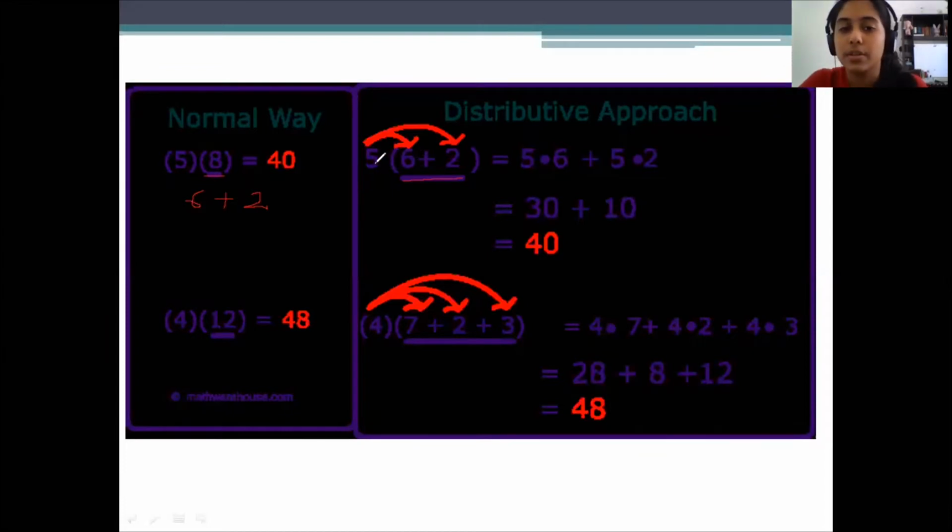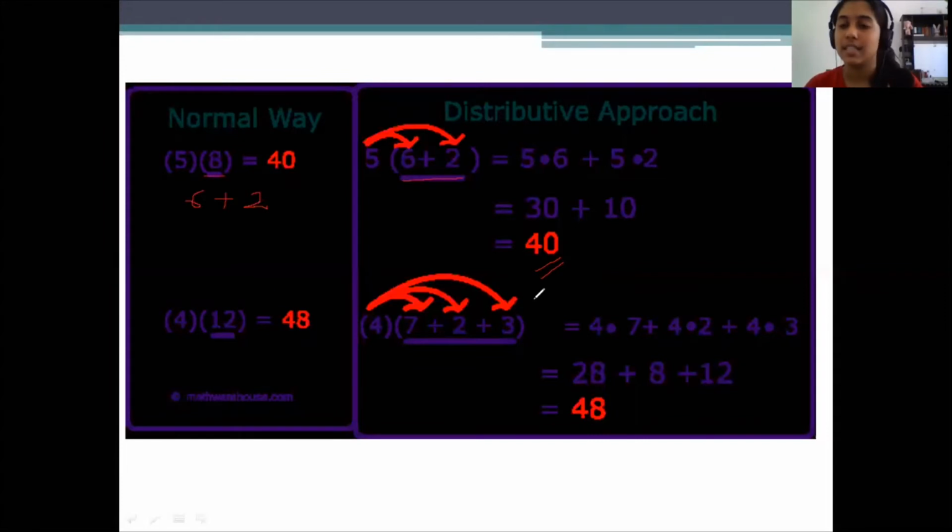First, you're going to multiply 5 into 6, and then you're going to put the plus sign, and then you distribute 5 with 2, and you get 5 into 2. 5 into 6 is 30 plus 5 into 2 is 10. 30 plus 10 is 40. This is the distributive approach, and this is the normal way. You can use both ways to solve, but if they ask you to solve in the distributive approach, this is how you do it. There's only one method and it's very simple.